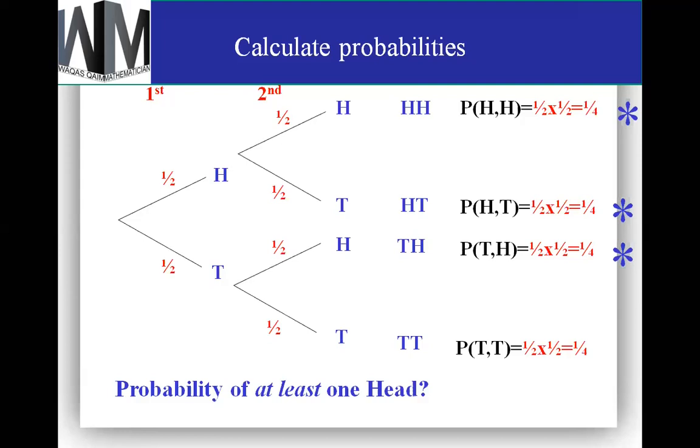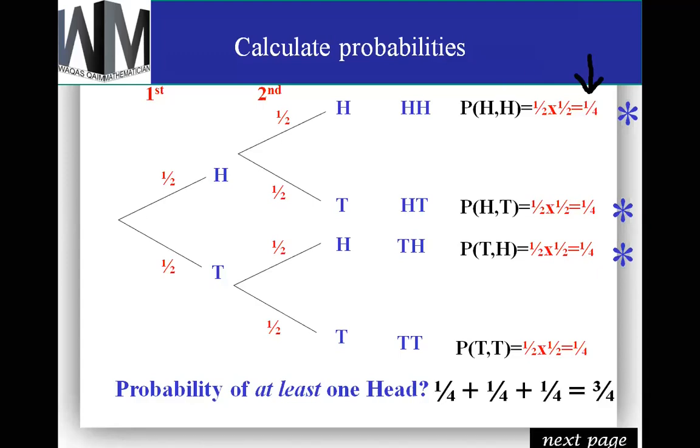Any confusion with this one now? And because all these are written in vertical one, we are going to add all these probabilities for getting at least one head. So it's 1 over 4 plus 1 over 4 plus 1 over 4 is equal to 3 over 4.